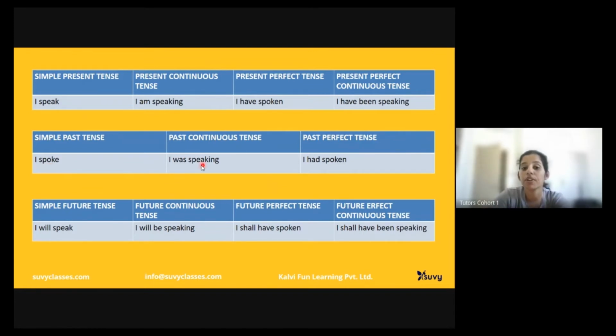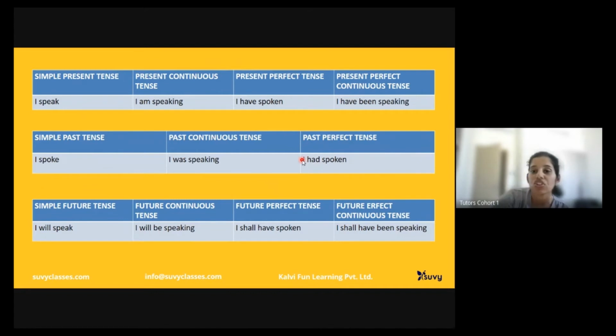Now, for past continuous tense, it is telling me that the action was continuous in the past. So, I was speaking. I was speaking when you interrupted me. So, everything happened in the past, but that action was continuous during that time. Now, I had spoken. In I had spoken, had is specifying the past perfect, with spoken being the perfect and had giving us the idea of past.